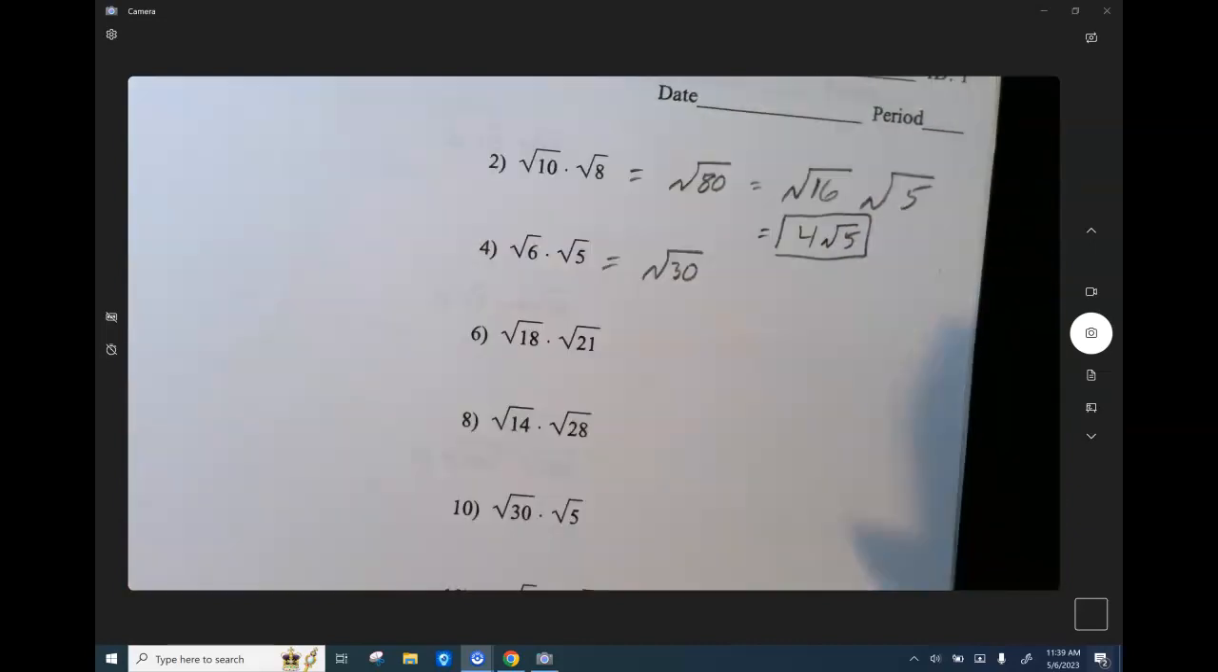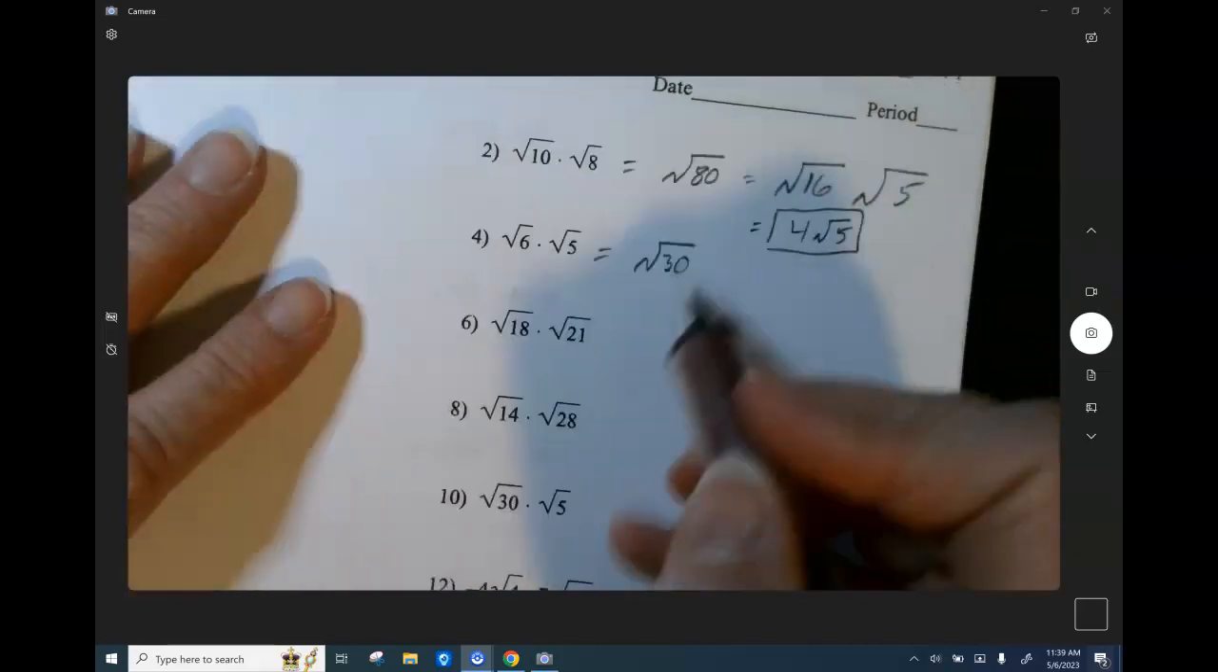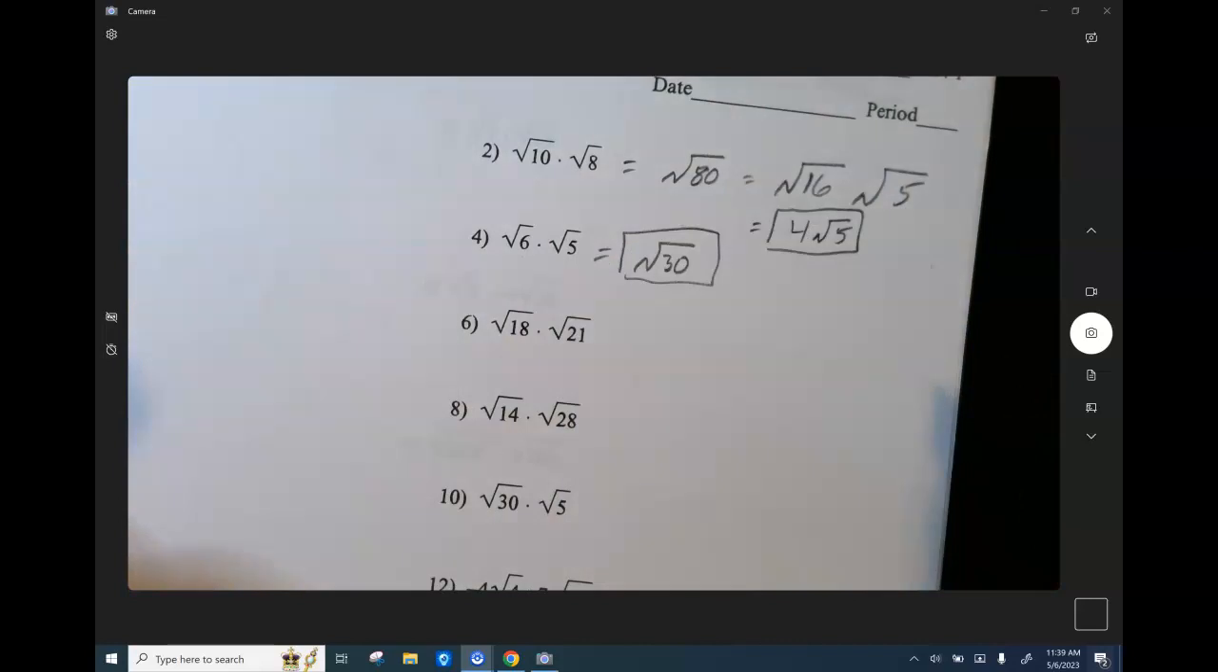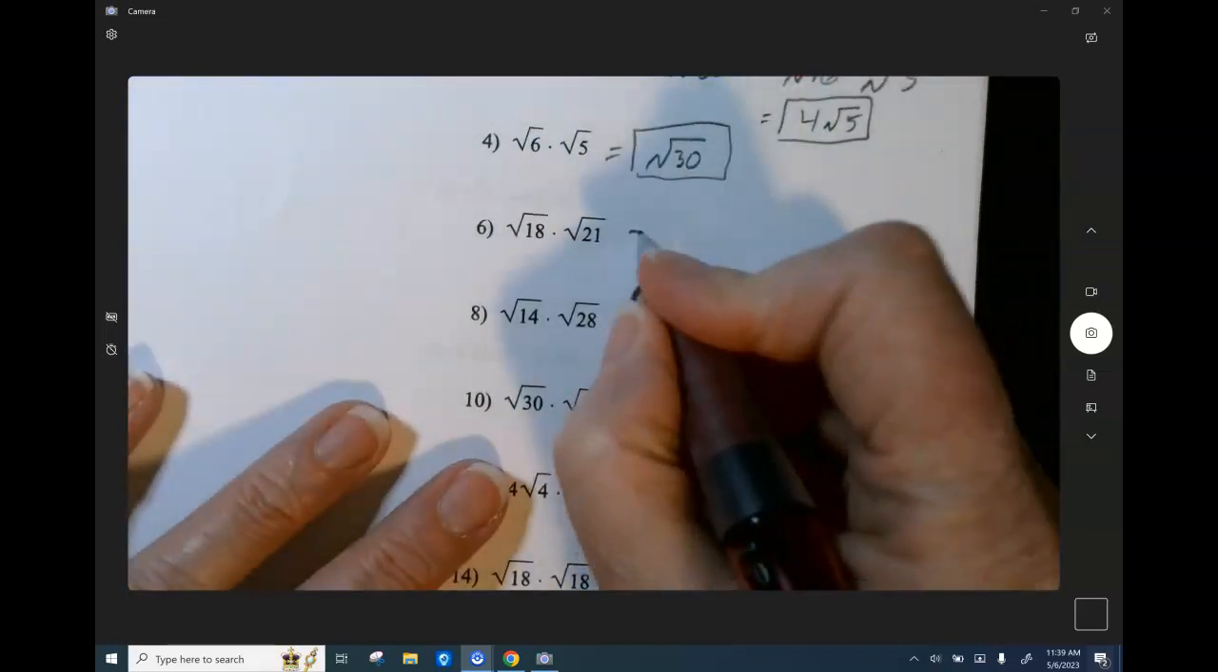Perfect squares that go into 30? Well, 4 doesn't go into it. Does 9 go into it? No. Does 16? No. Does 25? No. Hey, we're done. That's it. It doesn't simplify.